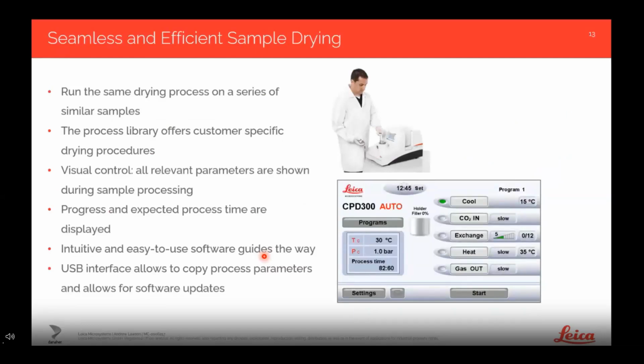Okay, again, because we have an automated system here, we can run the same drying process on many samples and get very similar results. We have a large library of recipes available, so you can store many recipes for many different types of samples that you might be working with. And again, you have visual control. You can see what's happening at every step of the process. At a glance, you can see what the process is doing. There'll be a readout of remaining process time as well during processing, so you can quickly monitor while you're walking through the lab, see where the process is at.